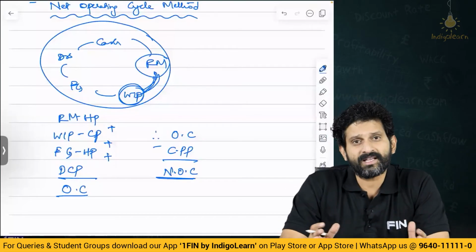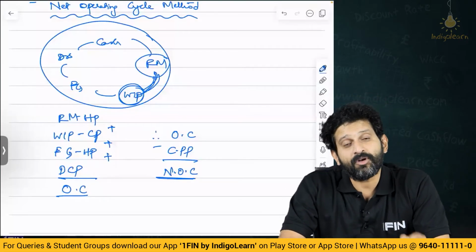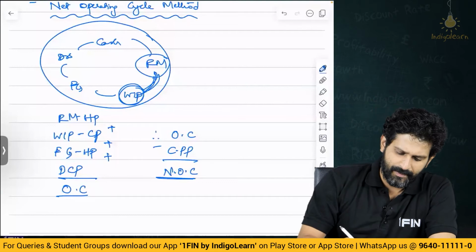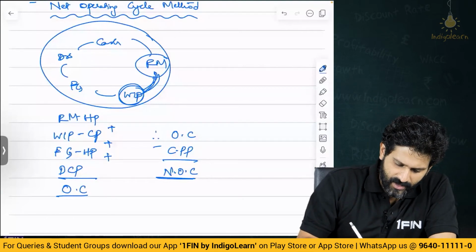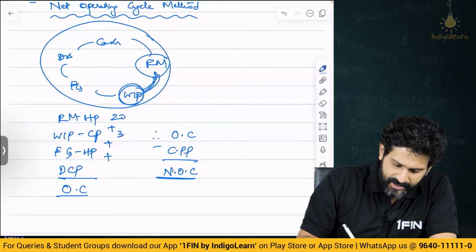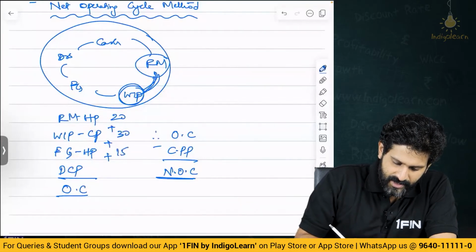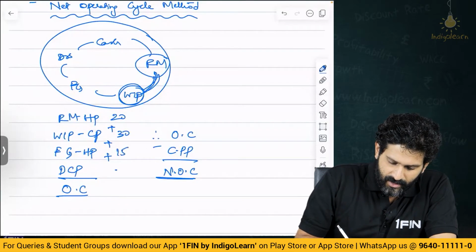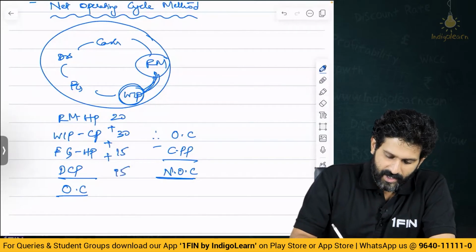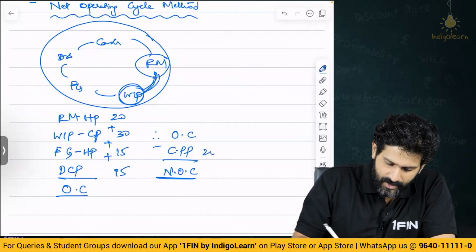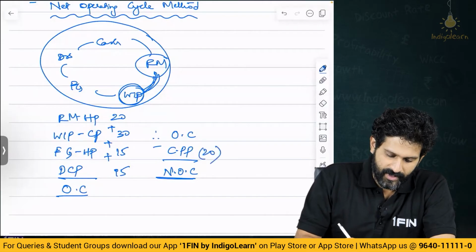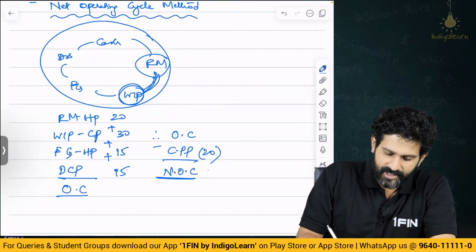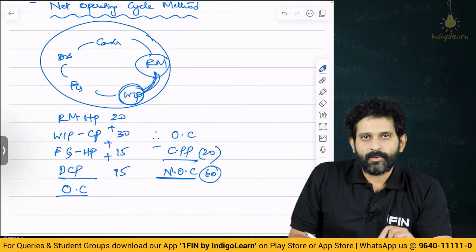Now, from this net operating cycle, we can also compute the number of cycles. How will you compute? Say for example, raw material holding period is 20 days, say this is 30 days, say this is 15 days, again 15 days, and say this is 20 days. Now 50 plus 30, 80 minus 20, this is 60 days. Net operating cycle is 60 days.